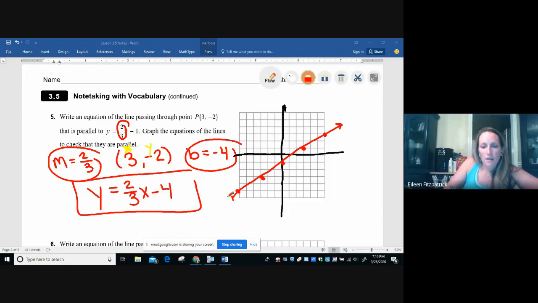All right. Now, the new equation has a y-intercept at -4. 2, 3, 4, plot a point. Same slope, up 2/3. Or down 2/3. And you can see visually that your lines are parallel.